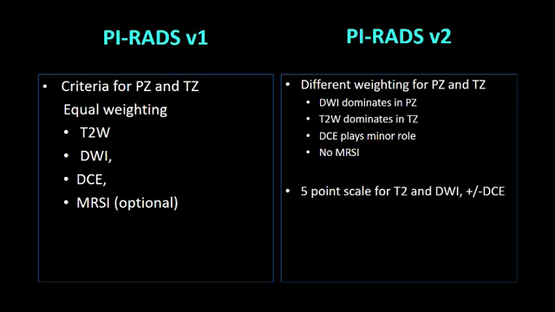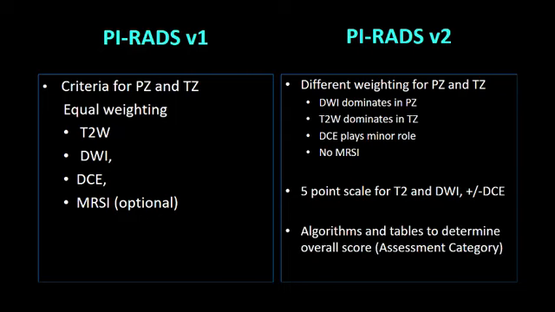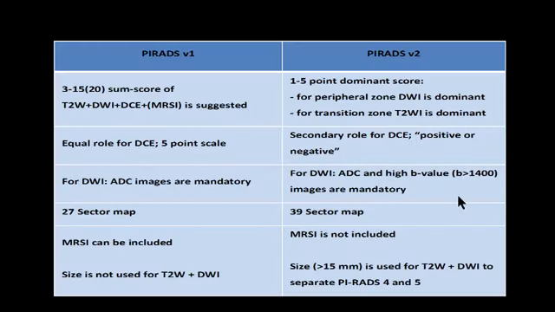And here, MRSI was not included because of not enough scientific data and the Akron trial not showing much in this arena. So of course, a 5-point scale for T2 and diffusion is still there, and the DCE is only a plus or a minus. And then there are algorithms and tables to determine the overall score, the assessment category. One of the bigger changes was also the size criteria in the T2 and diffusion to separate PI-RADS 4 versus 5. If it's greater than 1.5 centimeters, it's a 5.